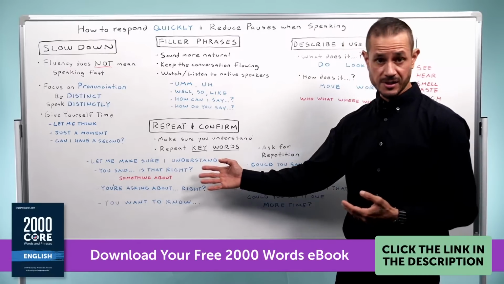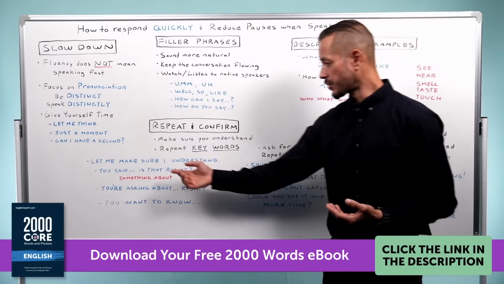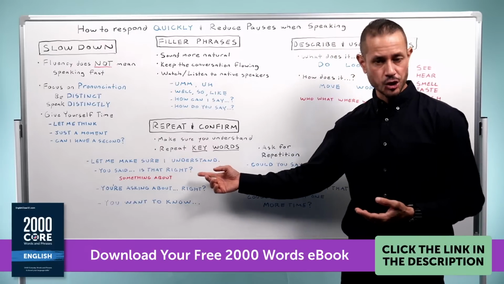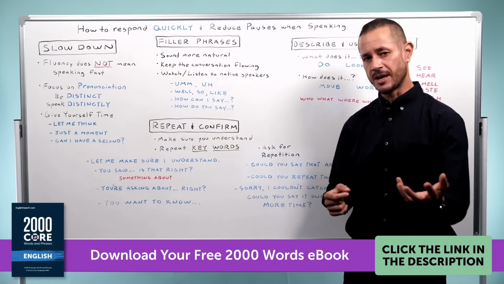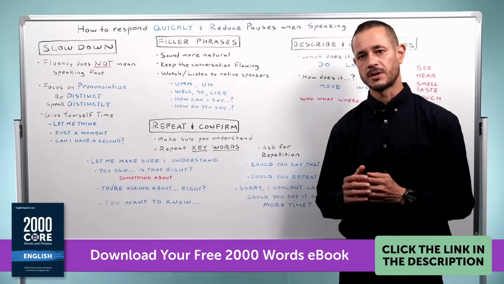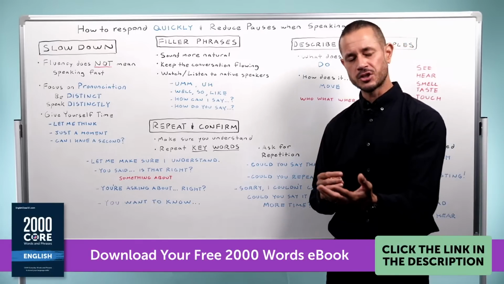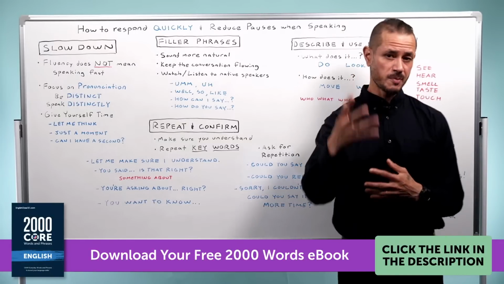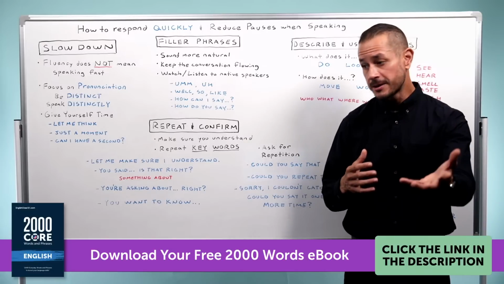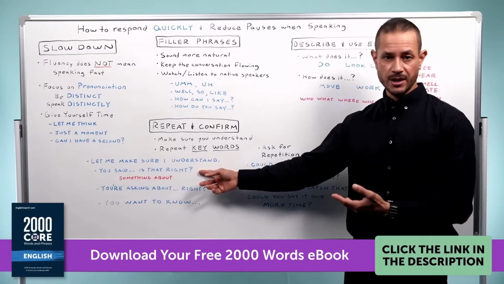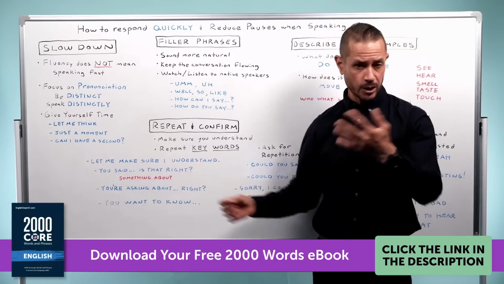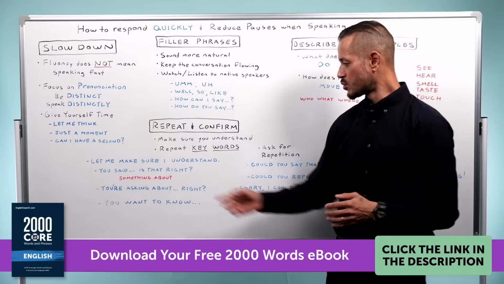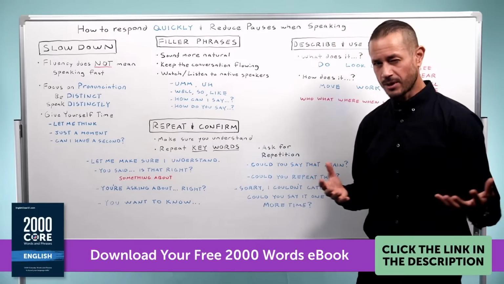Some phrases that you can use. Start with an opener like, let me make sure I understand. Let me make sure I understand what you said. Or you can say something like, can I check my understanding? Or let me just make sure you said, and after that you just repeat what you heard. You said vacuum cleaner, is that right? You said Maryland, is that right?